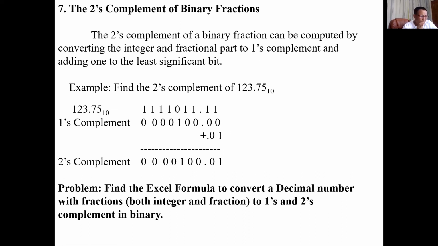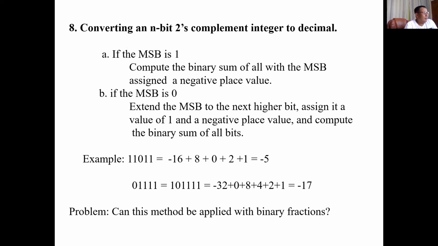Do you follow? That's important. You add the 1 to the least significant bit. So the 2's complement is 0000100.01. You will make a mistake when you're doing subtraction if you do not add it to the least significant bit.